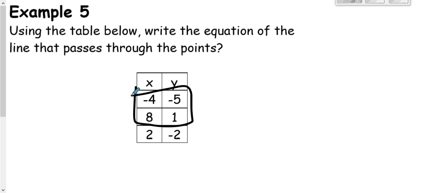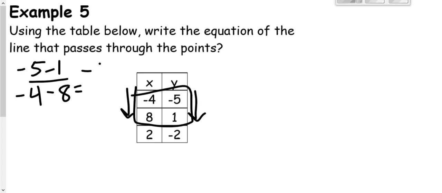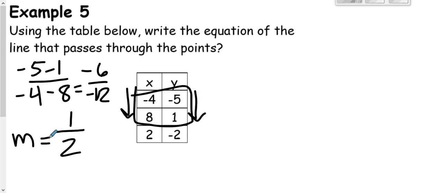I'm just going to choose the first 2 points, and we're going to subtract down. Remember, we put y over x. So -5 minus 1 and -4 minus 8. I get a -6 over -12, which reduces to a positive 1/2. Remember, that's our m value. Cool. Pick your point and find the equation of the line in slope-intercept form. Your answer should say y equals mx plus b.